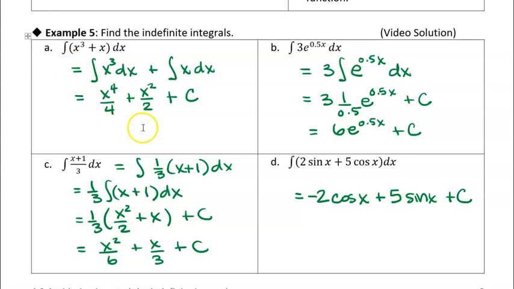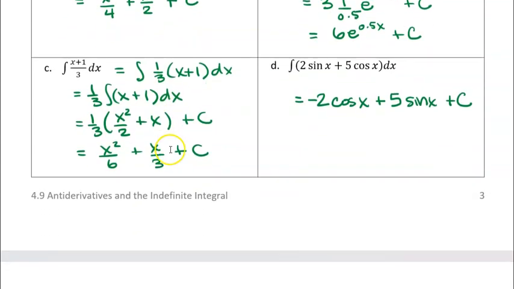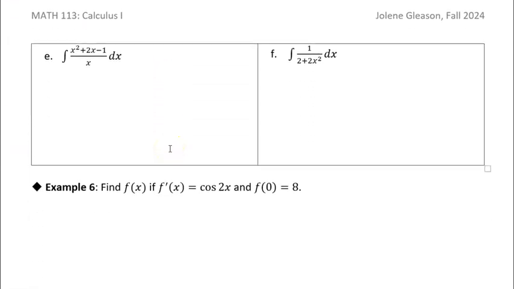Let's go ahead and do the next. We're done with that one. Let's go ahead and do the next, these last 2 on the next page. All right, now this one definitely requires us to rewrite it, right?